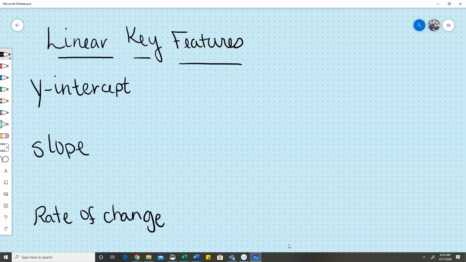Hi everybody. Today we're going to talk about linear key features. We're talking about y-intercept, we're talking about slope, and x-intercepts. Okay, so those are the main things that we're going to look at today.